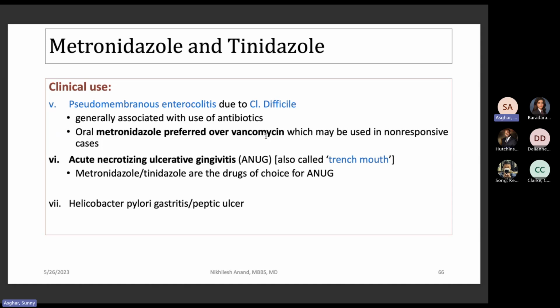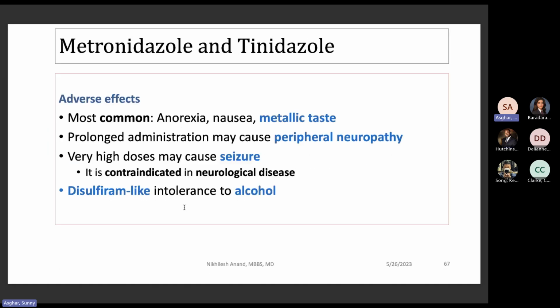So vancomycin is part of your cell wall synthesis inhibitors. If they're not responsive to vancomycin, then they'll ask you for the alternatives. You can give them metronidazole. You can also use it for gingivitis, trench mouth, and so forth, and Helicobacter, like I mentioned as well over here.